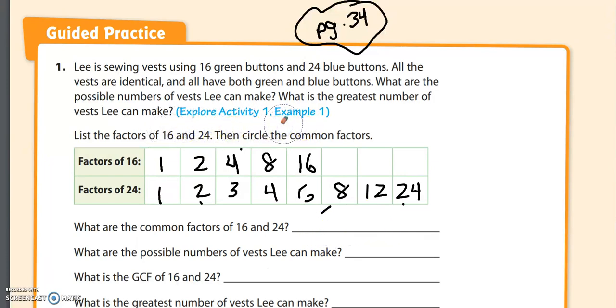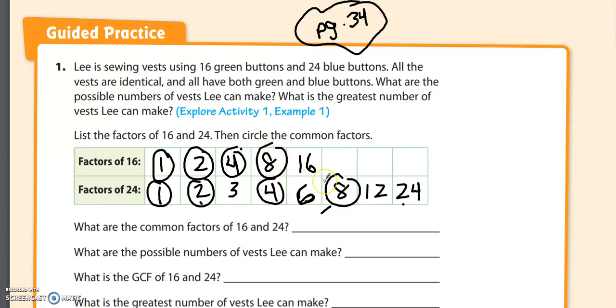Alright, so the next questions read, and they're kind of repeat questions, what are the common factors of 16 and 24? Well, those are the ones that I forgot to circle. 1 and 1 are common factors, 2 and 2, 4 and 4, and 8 and 8. And so those are the common factors, 1, 2, 4, and 8. They're common to both lists. And this next question is asking the same exact thing in different words. What are the possible numbers of vests Leah can make? Leah can make 1, 2, 4, or 8 vests.